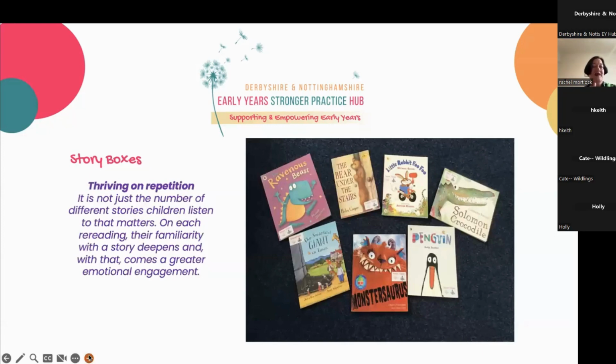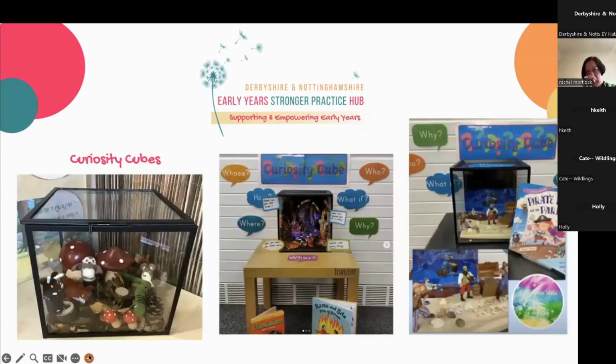And this class were amazing at reciting Little Rabbit Foo-Foo. But the children thrive on that repetition and get that engagement, and they thought about the language for those children in terms of this. I work with lots of schools that do curiosity cubes. These are all schools that I'm an advisor to.